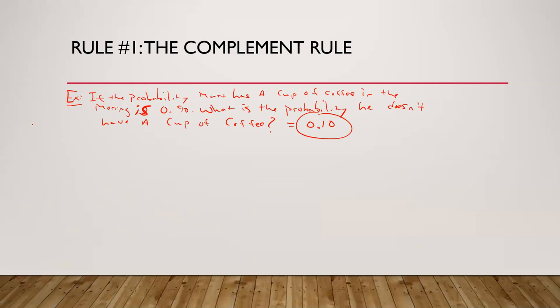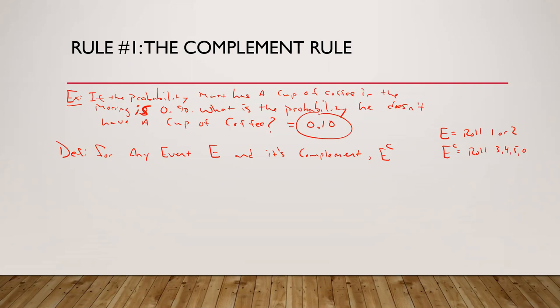So let me give you the formal definition for this. For any event E, and its complement, which we denote as E with a superscript C. So let me just be clear what a complement is. If I say any event, the complement is all the other possible outcomes. That's what the complement is. So like on rolling a die, if I say event E is rolling a 1 or a 2, its complement would be that you roll a 3, 4, 5, or 6. It's all the other possible outcomes. That's what a complement is.